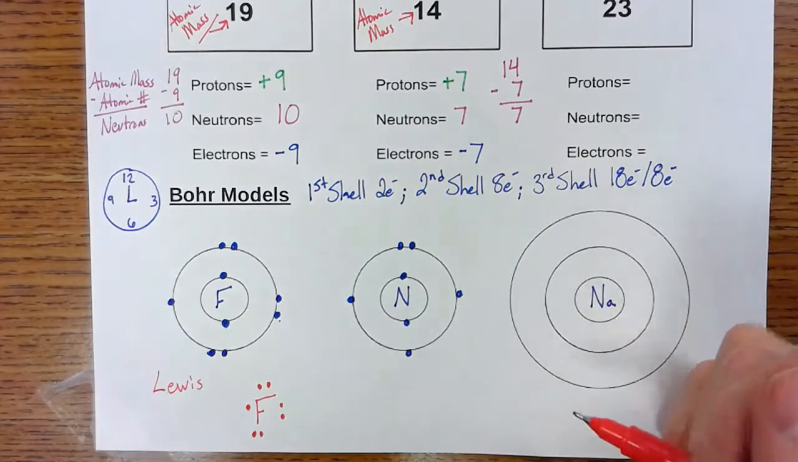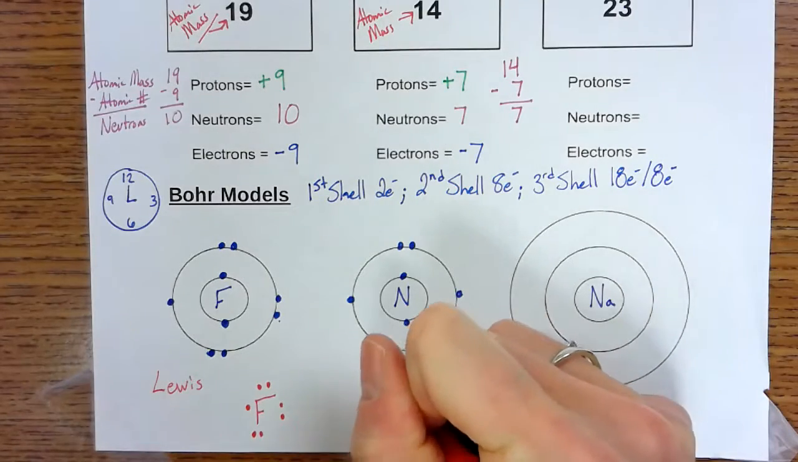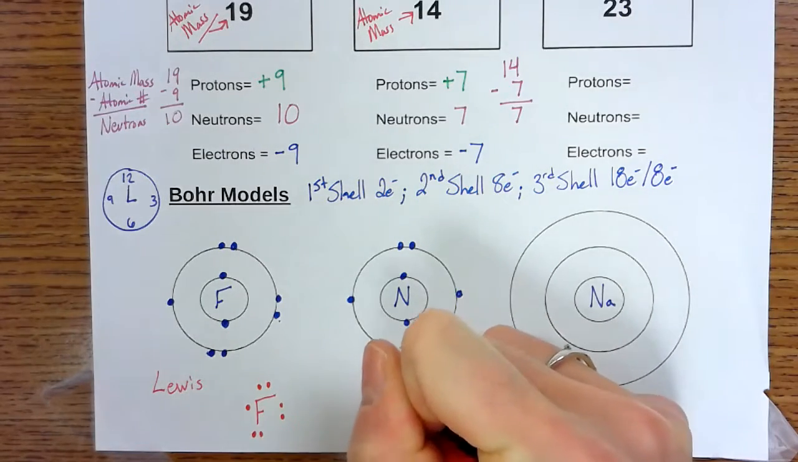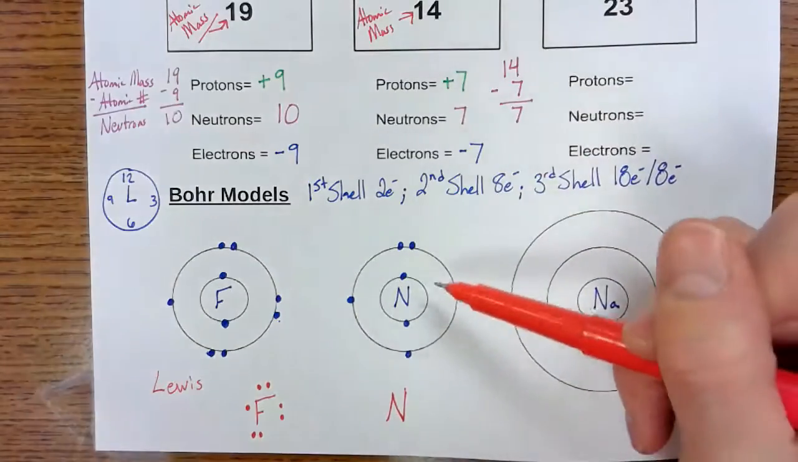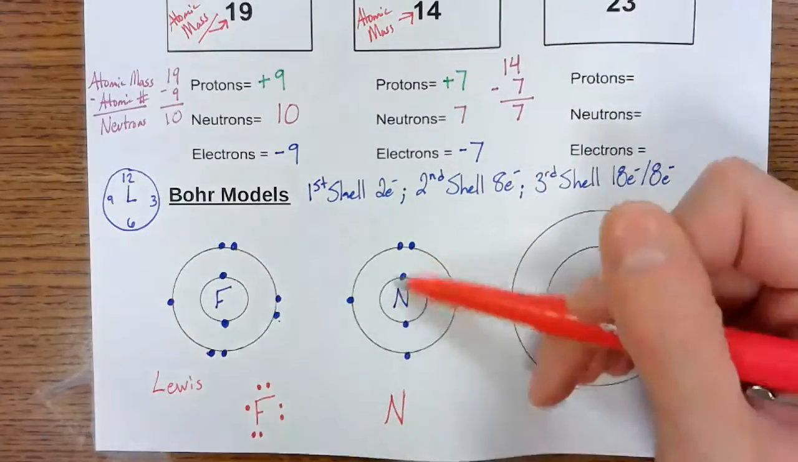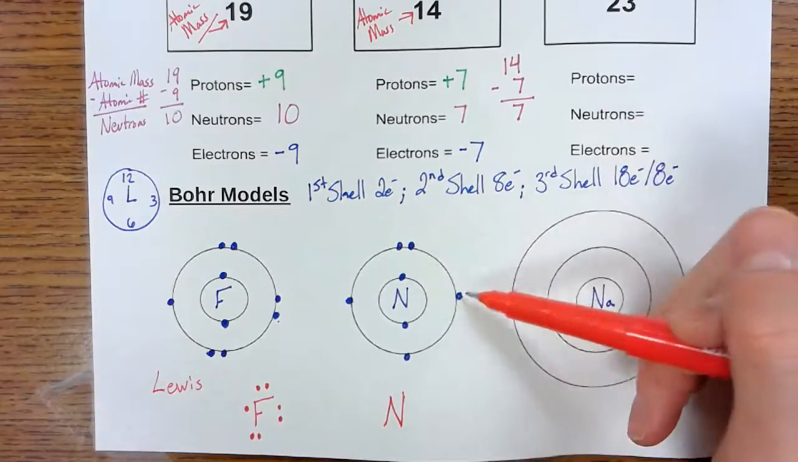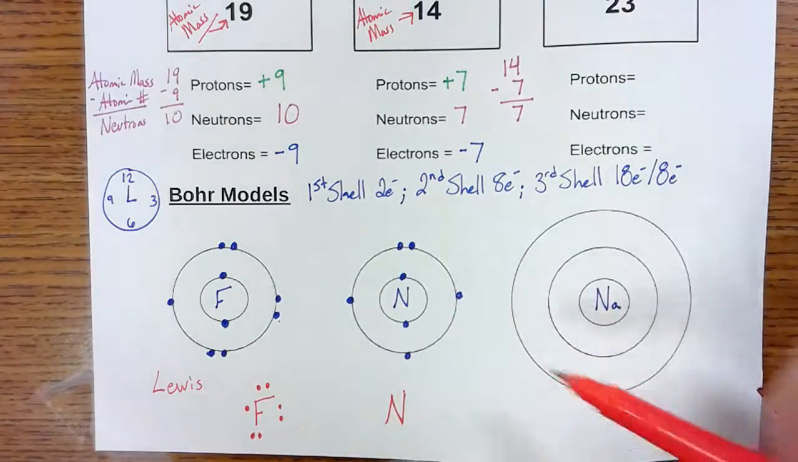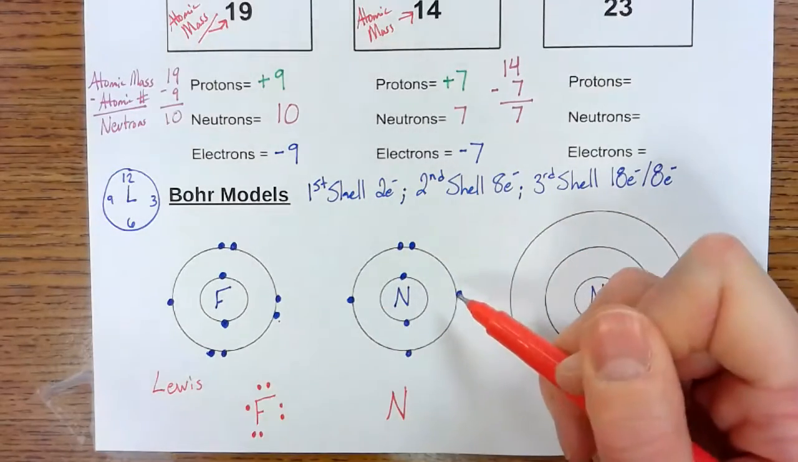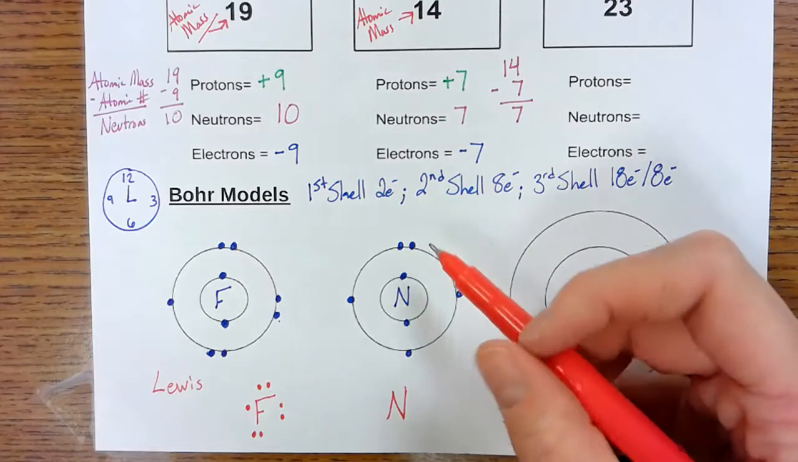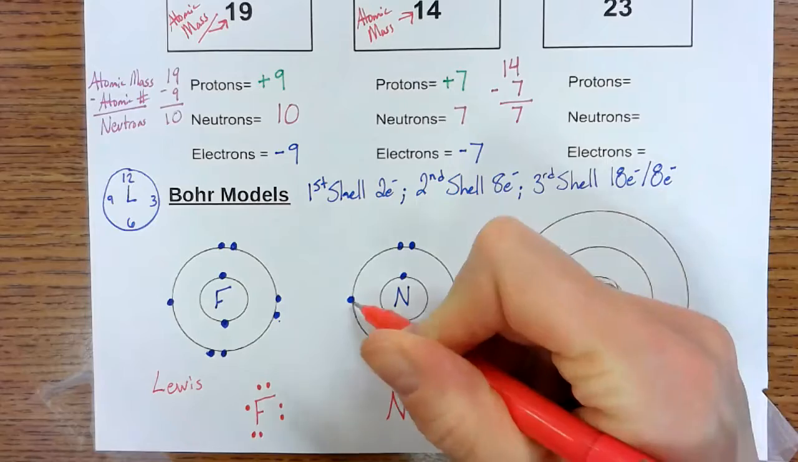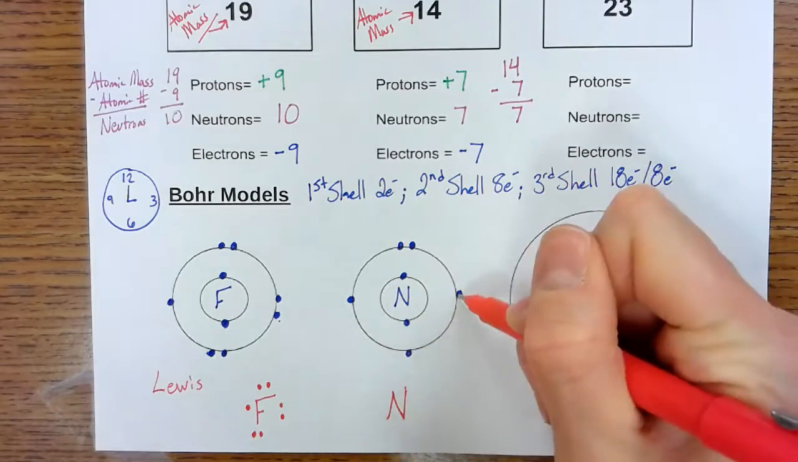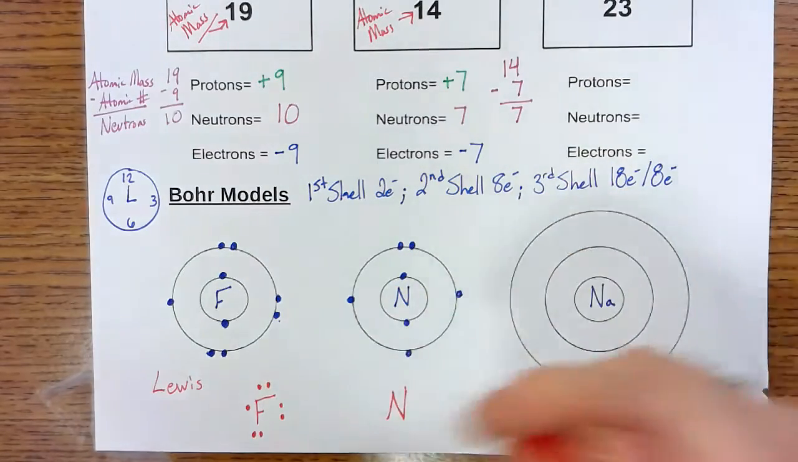All right, so nitrogen, the Lewis structure for nitrogen. Draw my symbol, nitrogen. And again, I'm looking at the valence electrons. Nitrogen as a whole has 7 electrons. 1, 2, 3, 4, 5, 6, 7. But of those 7 total electrons, only 5 are valence. They're the outer ones. 1, 2, 3, 4, and 5. So it's these 5 outer electrons that we're going to use for our Lewis structure.